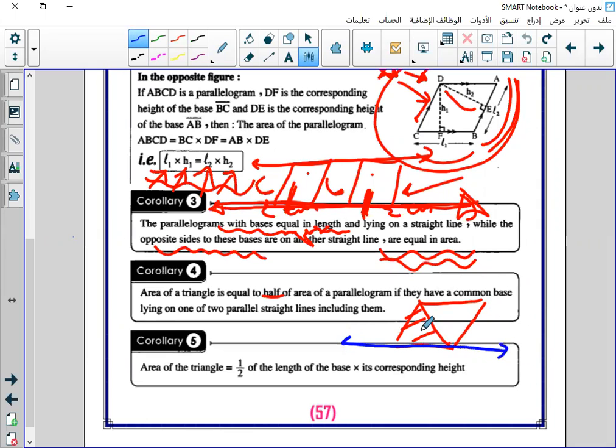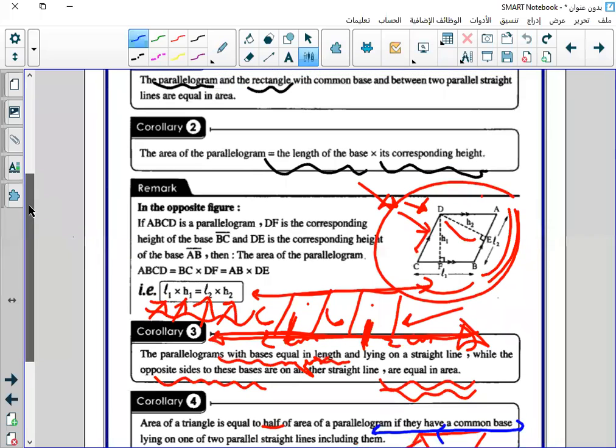The base of the triangle and the parallelogram lies in what? In a straight line. And this is the other straight line, and the two straight lines are parallel. Then we say the area of the triangle equals half the area of the parallelogram, okay? Corollary number 5: the area of the triangle equals half of the length of the base times the corresponding height.